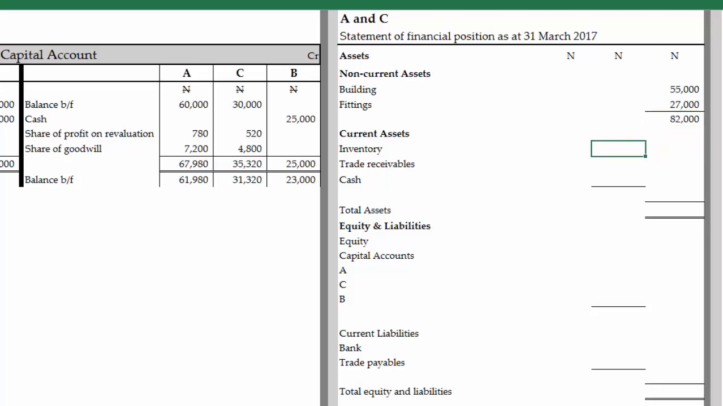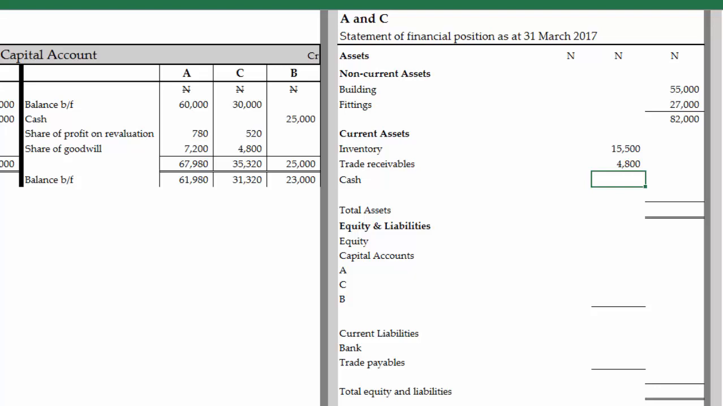The next item is current assets. There we identified inventory, and from the question, the inventory was remeasured to 15,500. Let's transfer it. So inventory is 15,500. The next item is trade receivables. From the question, the trade receivables were revalued to 4,800. So let's transfer it. We have trade receivables and it's 4,800. And finally is the cash.